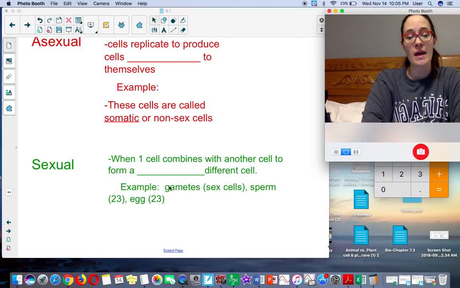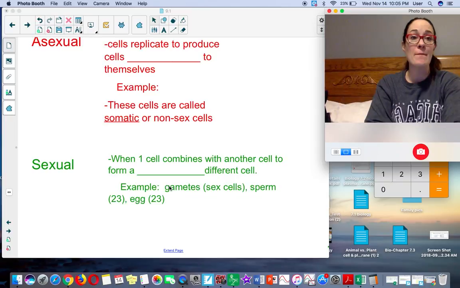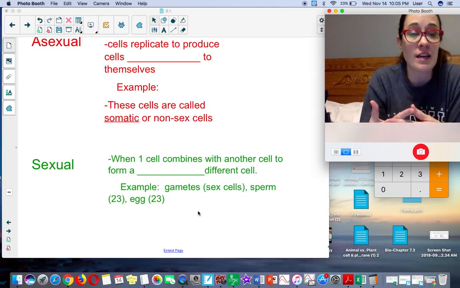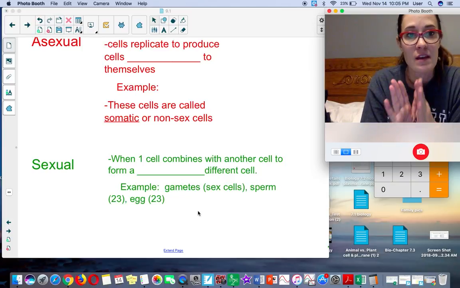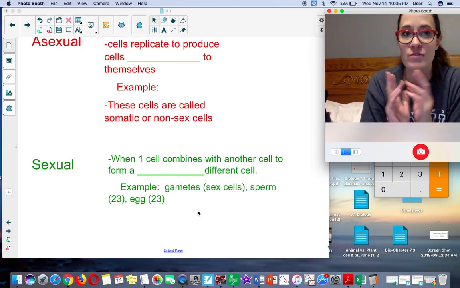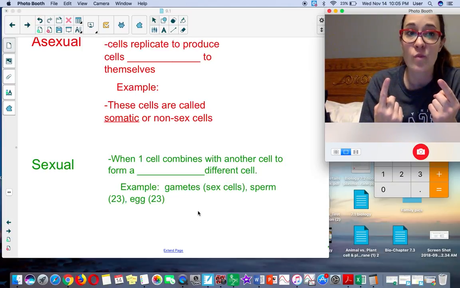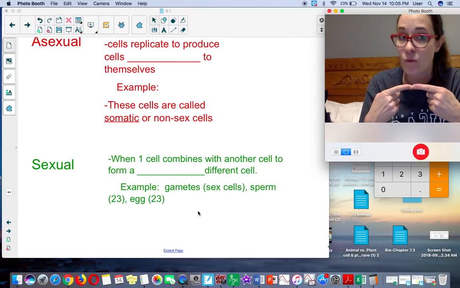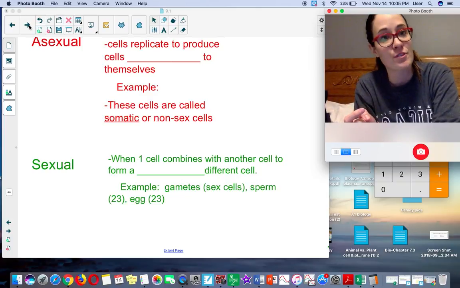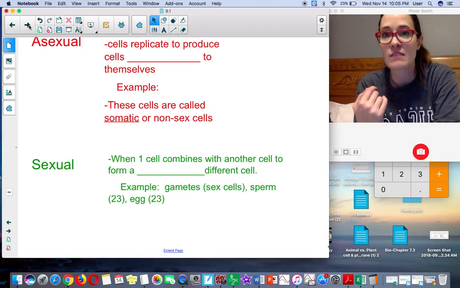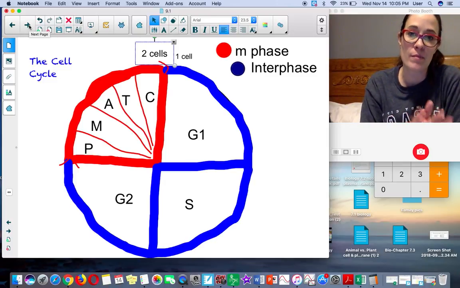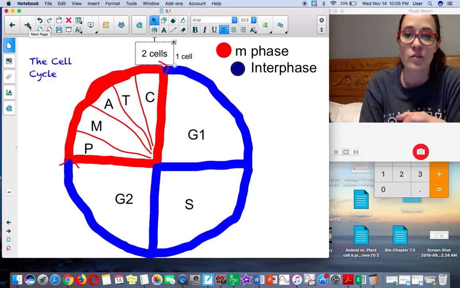The reason why they have a special name, gametes, sex cells, is because unlike every other cell in the body that has 46 chromosomes, these cells only have 23. The reason why, 23 plus 23 equals zygote equals 46, which is the first cell that you and I both were in development. Now here, you're going to want to maybe pause and grab two colored pencils.